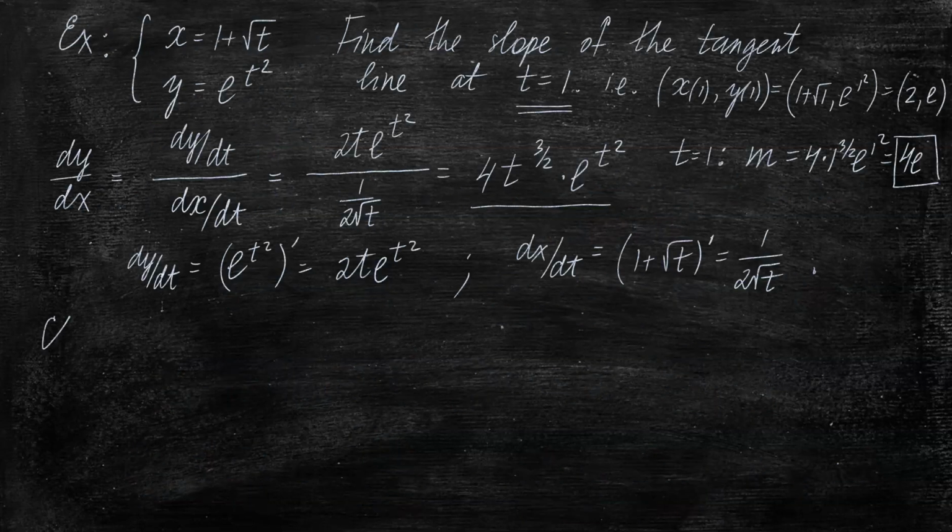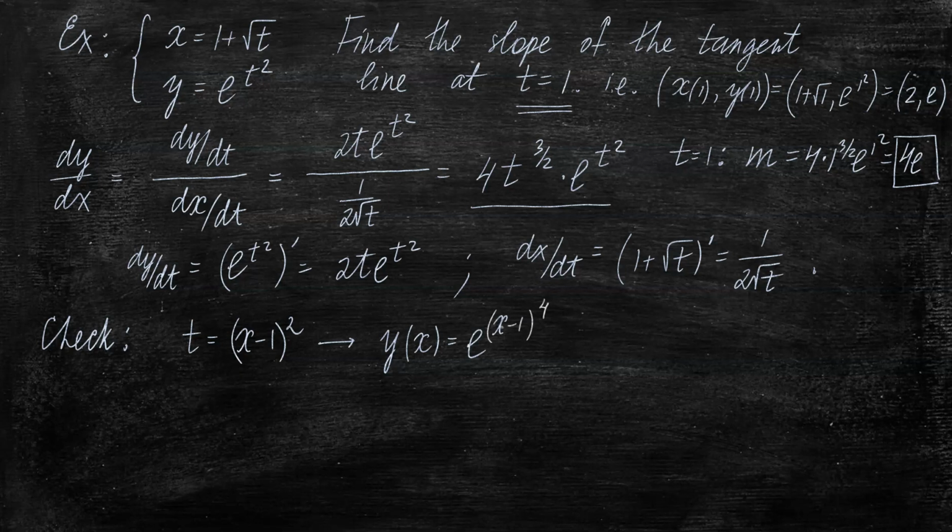If we want to check our work using calculus of explicit functions, here's what we can do. We can rewrite y as a function of x. So we're going to isolate t from the first equation. So t is equal to x minus 1 squared. And then we can plug this t into the equation for y, and therefore write it as a function of x. So it will be e to the power t squared, but t is x minus 1 squared, so it's going to be e to the power x minus 1 to the power 4.